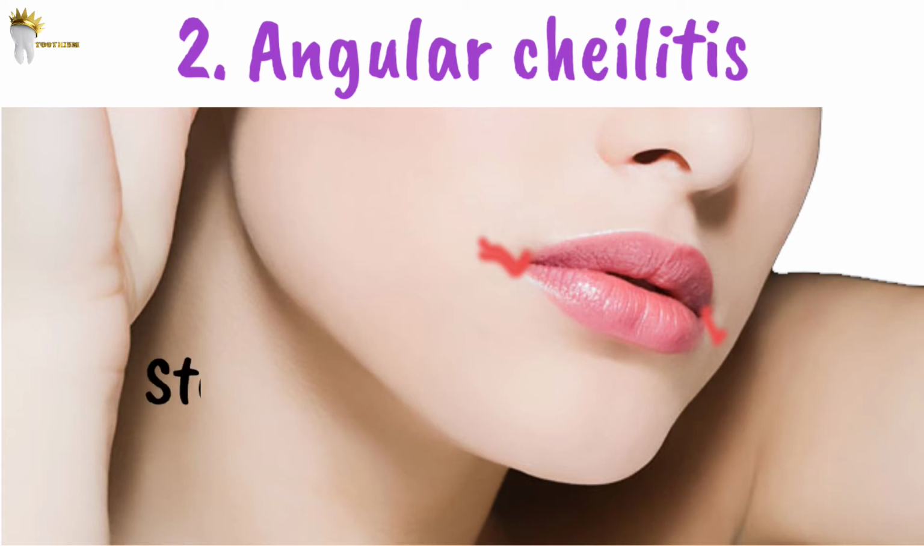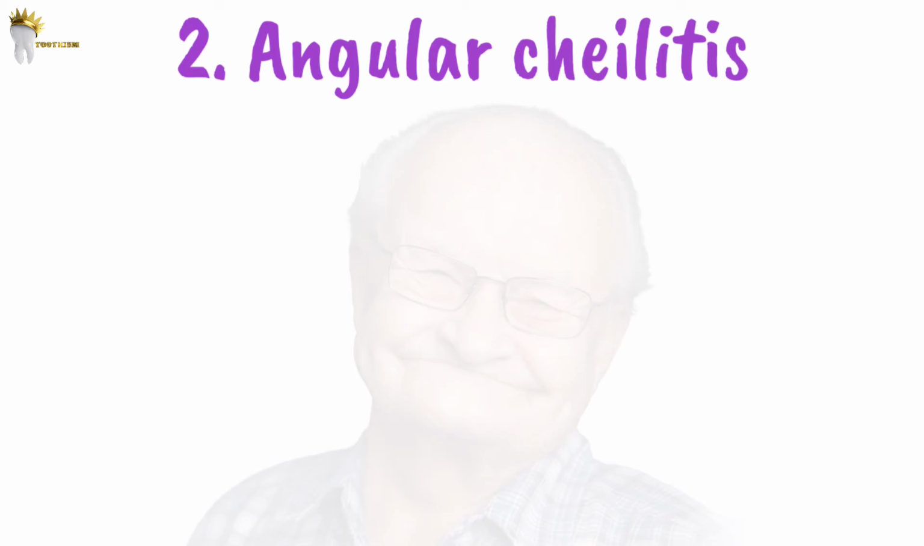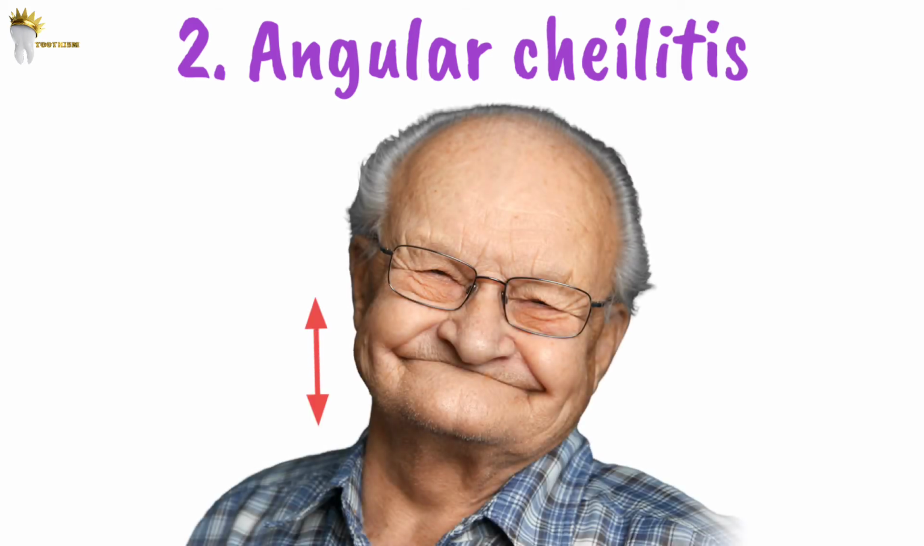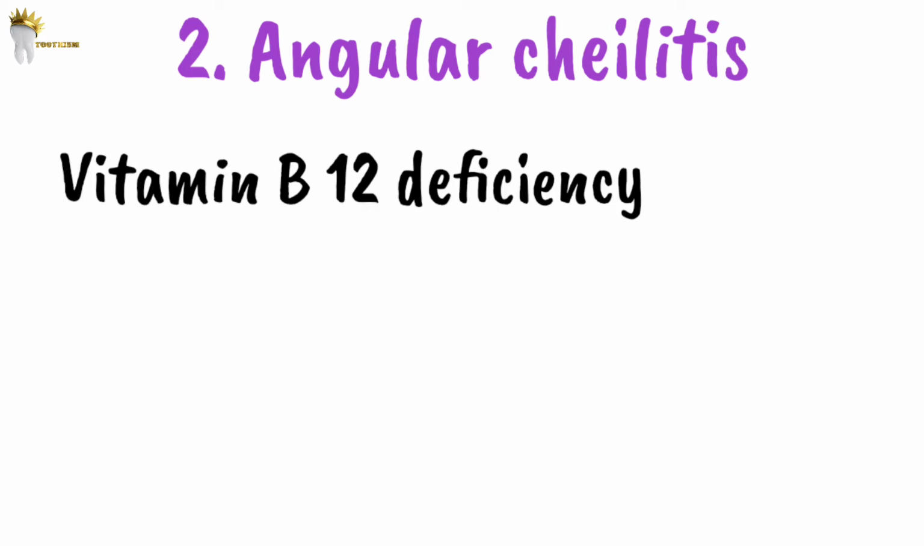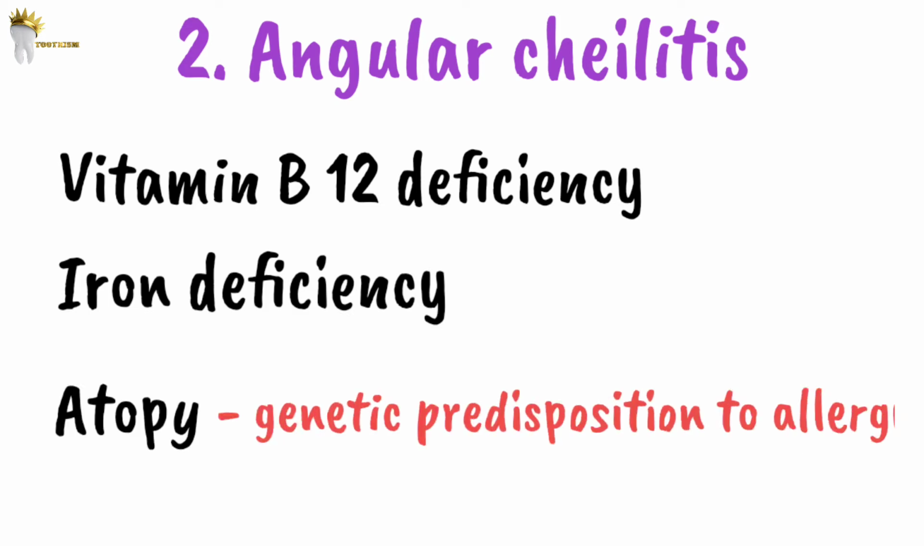Frequently, the lesions are co-infected with Staphylococcus aureus. The predisposing factors are loss of vertical dimension as seen in elderly. So, there are folds near the angles of the mouth, and these folds can act as sites where the infection can develop. Other factors are vitamin B12 deficiency, iron deficiency, and atopy, meaning genetic predisposition to allergy.